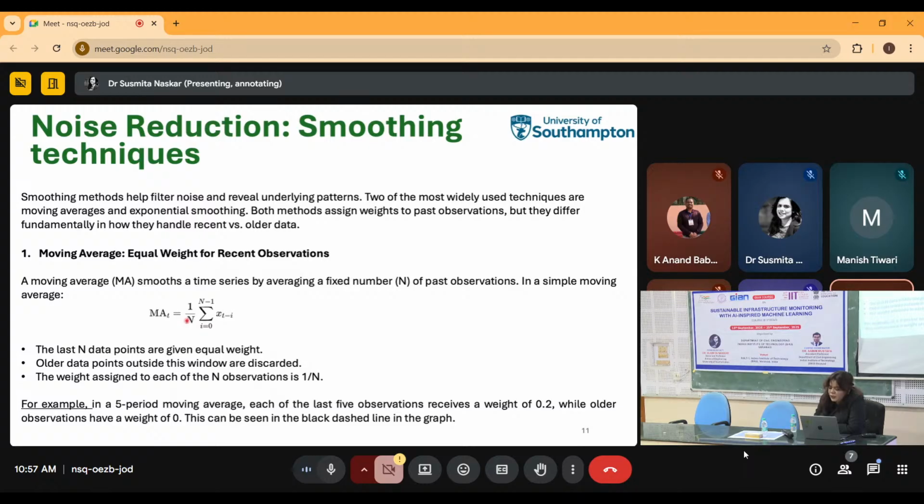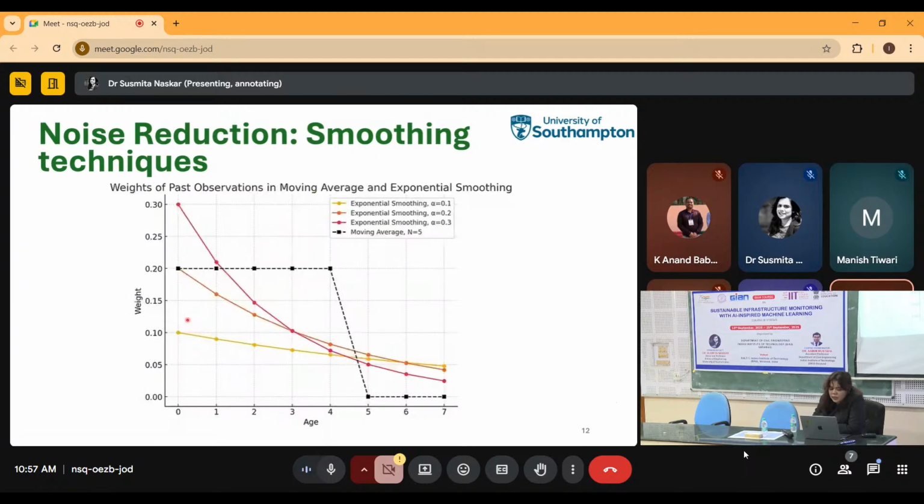So let's first look into this graph, then we will come back to the equation. This chart compares how moving average and exponential smoothing weight the past, okay? The black dashed line you can see here is a 5-point moving average. The last 5 observations each get a weight of 0.2, and anything older than that gets 0. So you can see that after that everything is 0, right?